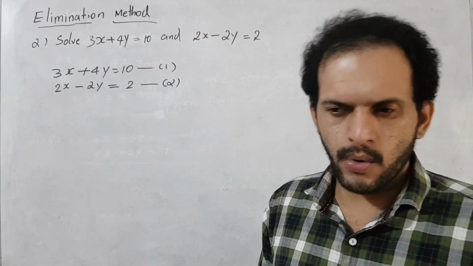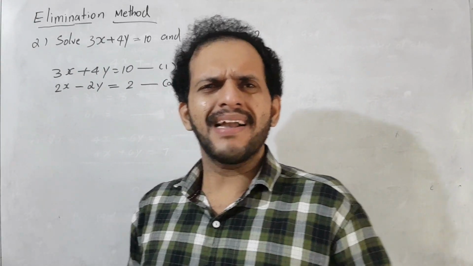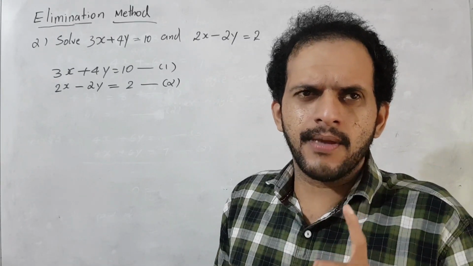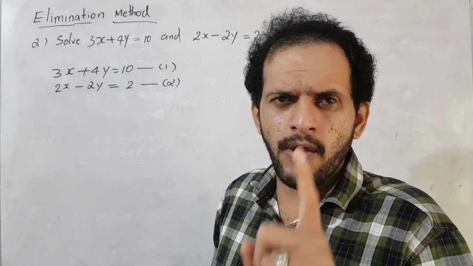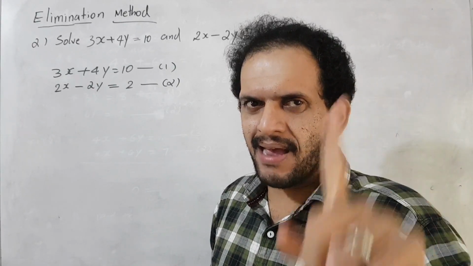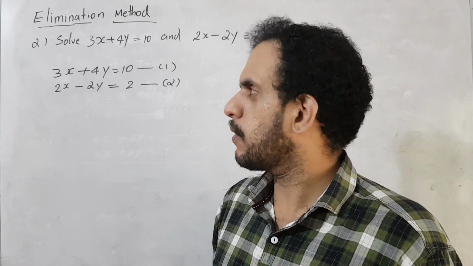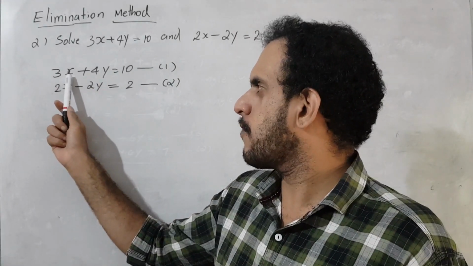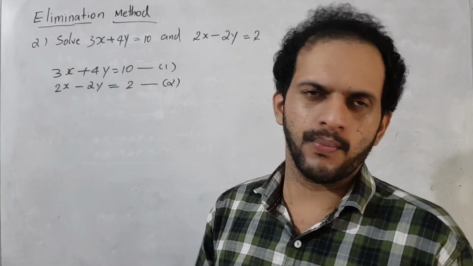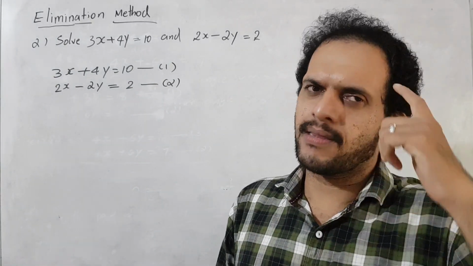x is what I decided to remove. Okay? So I decided to remove x. Then what are the next steps? The next step, I check the coefficient of x. At that time I told you I am not checking the sign. I check only the number. Okay. Then what is the coefficient of x in the first equation? That is 3. What is the coefficient of x in the second equation? That is 2.